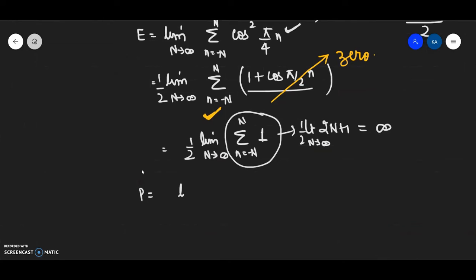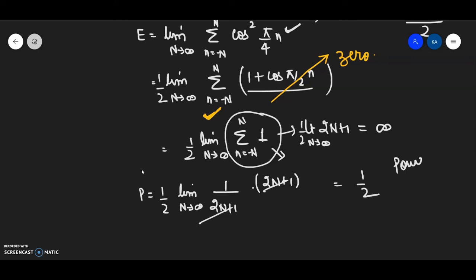So I'm directly writing the value for the power. This is n tending to infinity, 1 upon 2n plus 1, and the solution of this term was 2n plus 1. Here I had 1 by 2. So this gets cancelled and I get 1 by 2. That means the power of the signal is 1 by 2. So indeed it is a power signal, right?